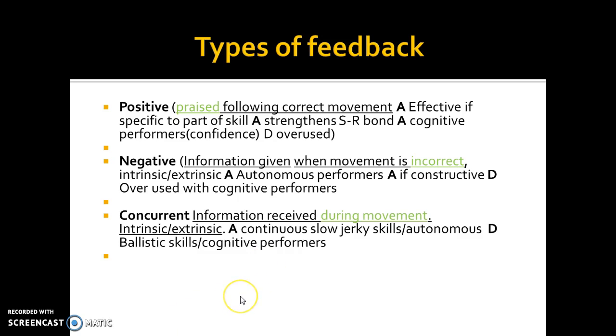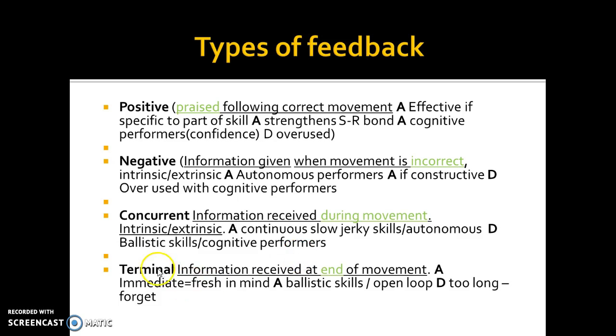Disadvantage: it's difficult to get feedback during movement for ballistic skills, fast skills, and also for cognitive performance, because they're not really fluent enough to be able to make changes during a movement. Terminal feedback then: if you think of terminal, if an illness is terminal, it means you're at the end of your life. It is information received at the end of a movement.